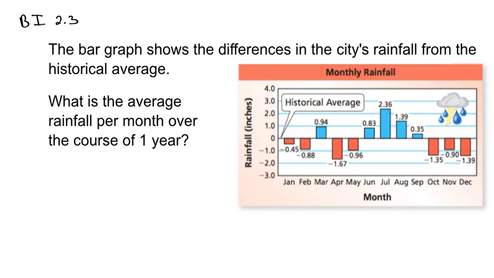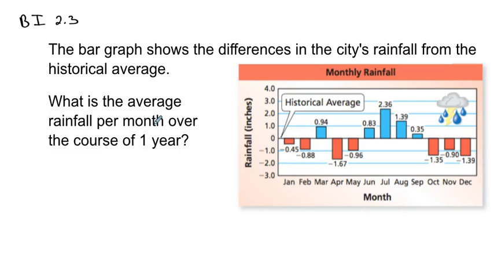Alright, so let's continue from here. The bar graph shows the differences in cities' rainfalls from the historical averages. What is the average rainfall per month over the course of 1 year in this particular year? Alright, so we have historical averages here. We have all my reds. All the red bar graphs represent the negatives. All the blue ones represent the positives.